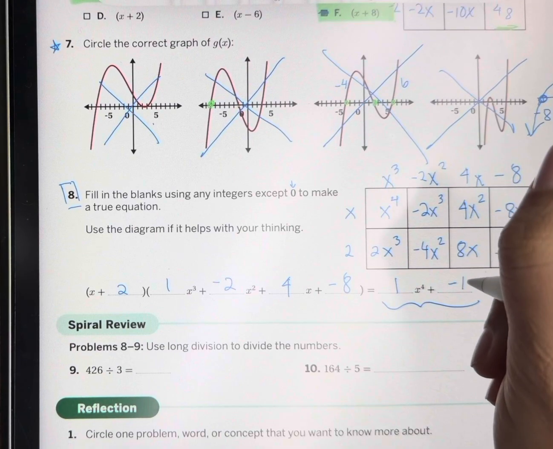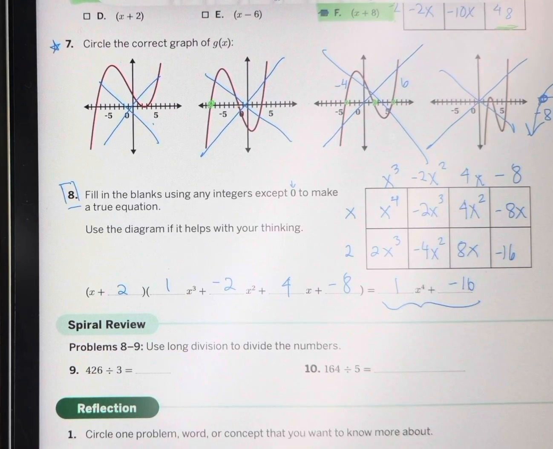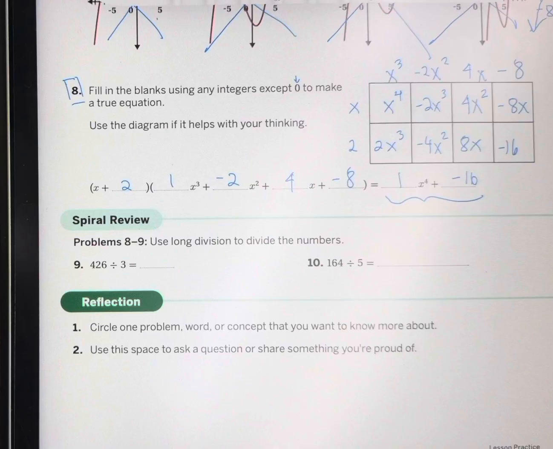Final answer is this. And that's just because I started out choosing a 1 here and a 2 here, and this is how it turned out. If you chose a different number here and a different number here, you'd get a totally different answer, okay? You guys, this division spiral review, I'm not going to do it, okay? But they're trying to have you practice long division because that's where we're headed next.